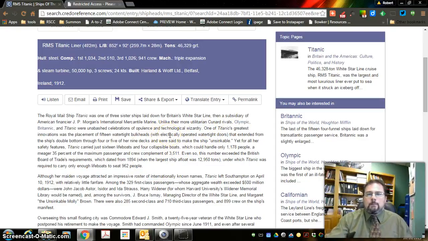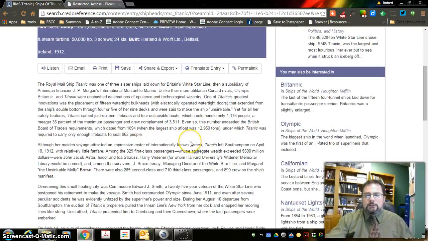about the Titanic's technology. It talks about the placement of 15 watertight bulkheads with electrically operated watertight doors. And you see a little bit of the structure of that in the film, I think. But what's particularly interesting to a lot of people is actually the lifeboat issue. And there's a belief that there was this sense of arrogance, not including enough lifeboats for everybody, because the Titanic was unsinkable, it was believed.